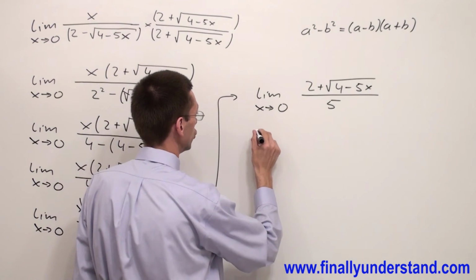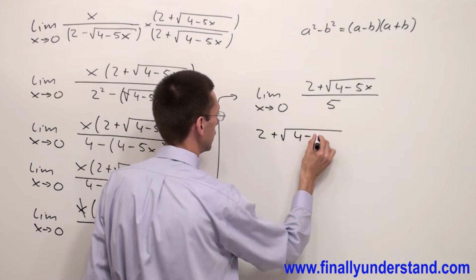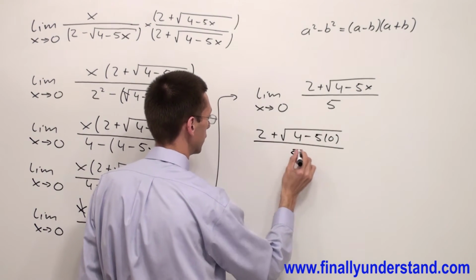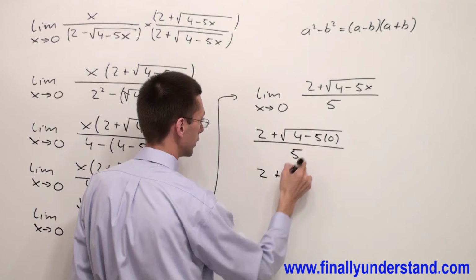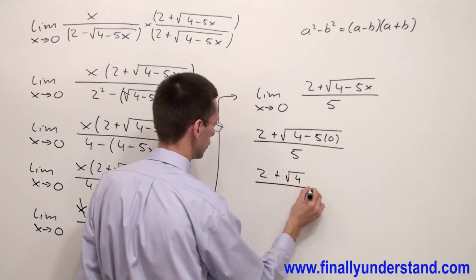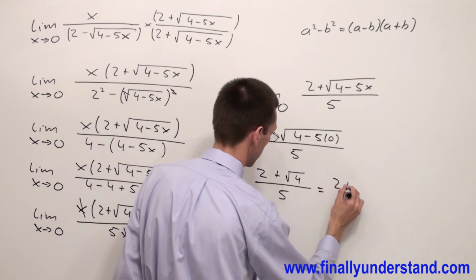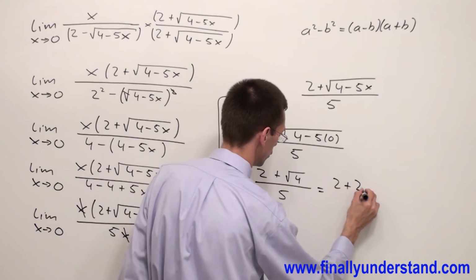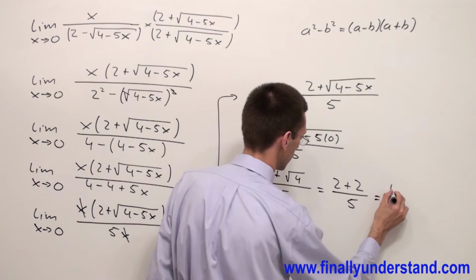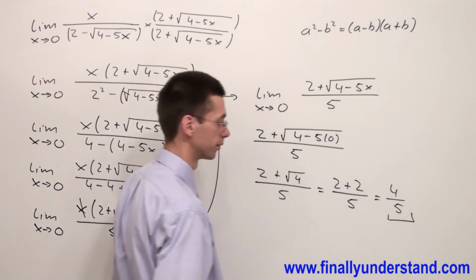I'm going to have 2 plus square root 4 minus 5 times 0 over 5. I have 2 plus, 5 times 0 is 0, square root of 4 over 5. I have 2 plus square root of 4 is 2, over 5. 2 plus 2 is 4 over 5. This is the solution to my problem.